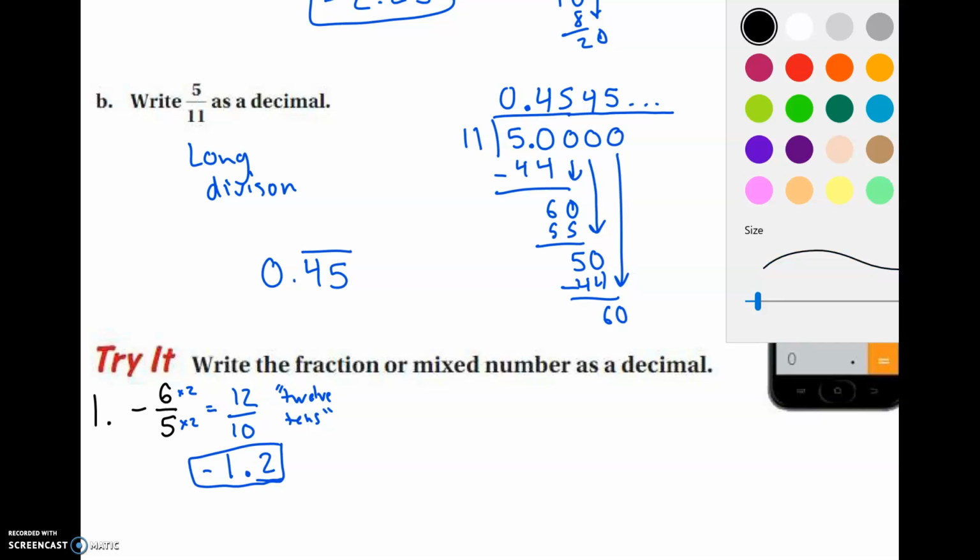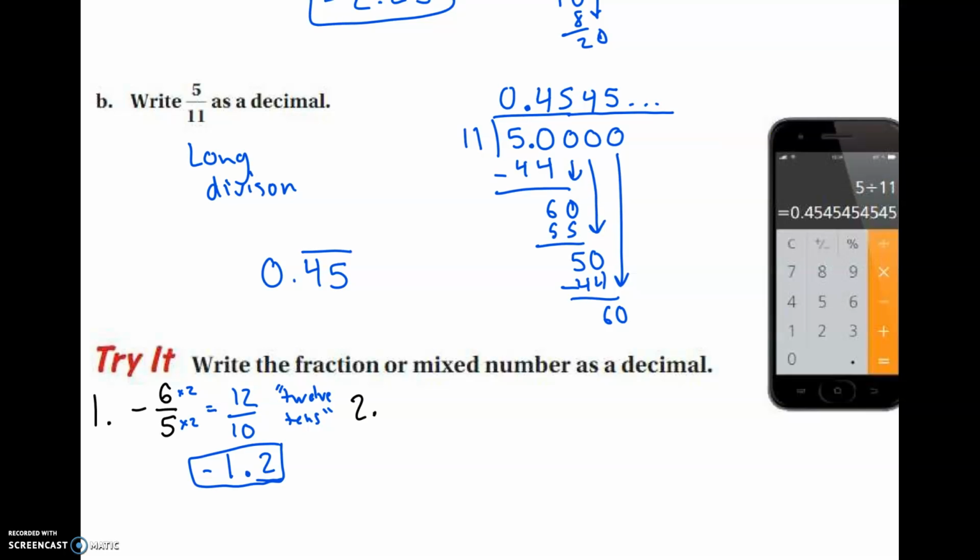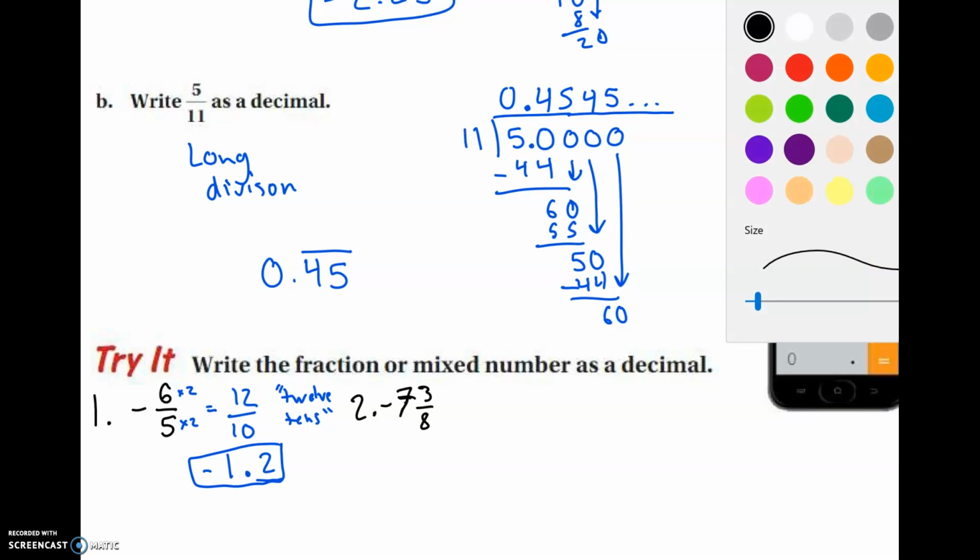All right, here's your next one. Go ahead and pause this video. Negative 7 and 7/8. Not 7/8, sorry. Scratch that. Negative 7 and 3/8. Go ahead and pause the video and do this one.